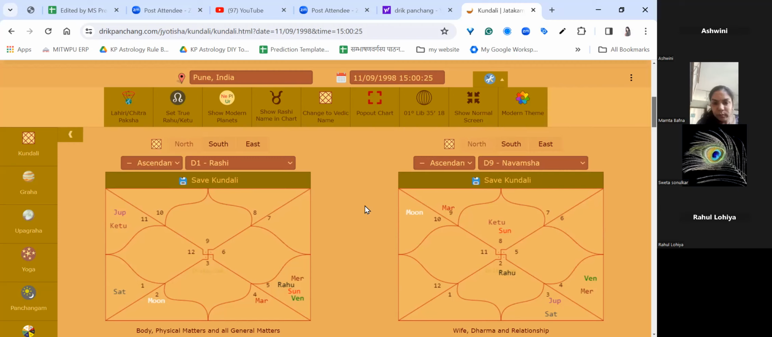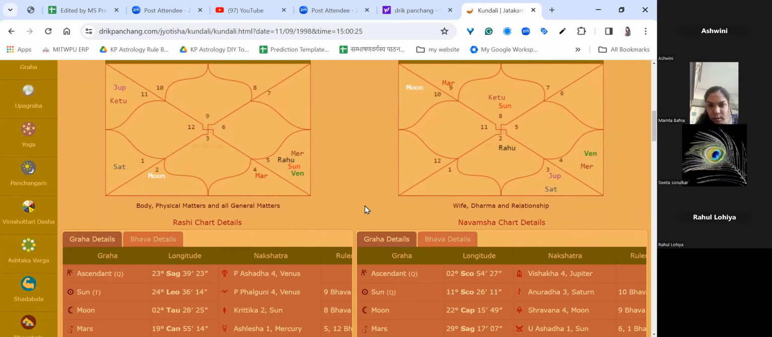Ma'am, could you please repeat it? Okay, starting with Sun. In fact, I can show you. Click here, Vimshottari Dasha. In the app, what you have to do is go to those 3 lines above where the Kundali is written. There are 3 horizontal lines, the burger lines. Click that and you will see Vimshottari Dasha. Click that. Do you see that?